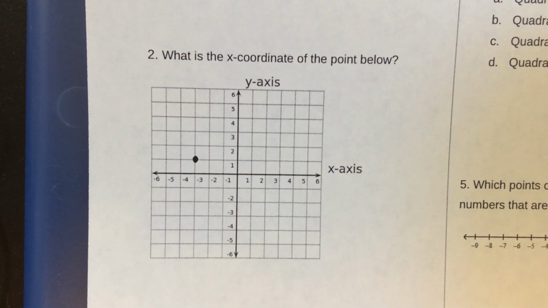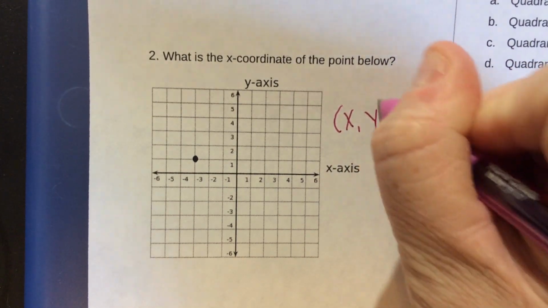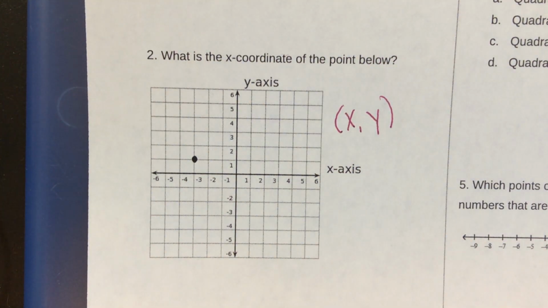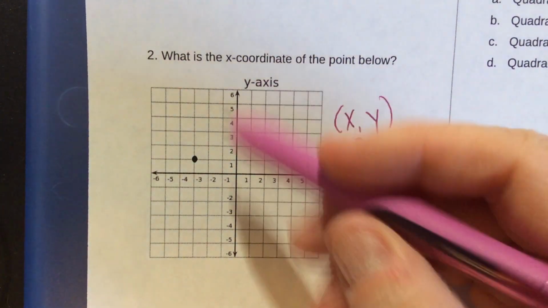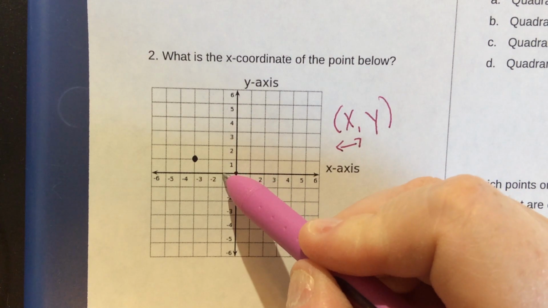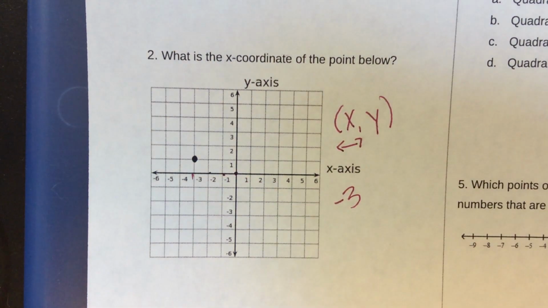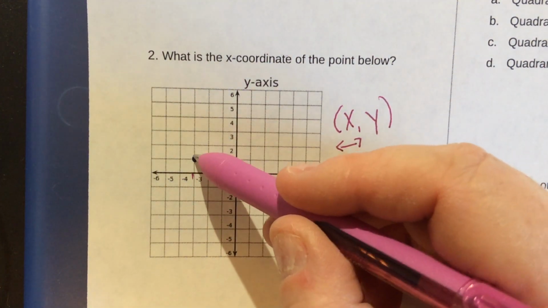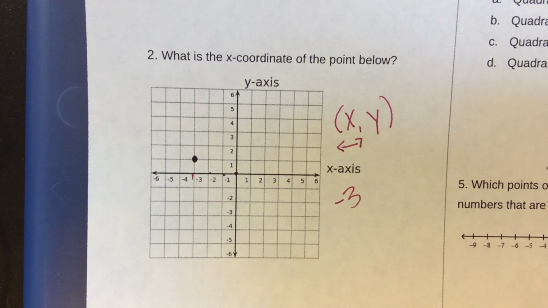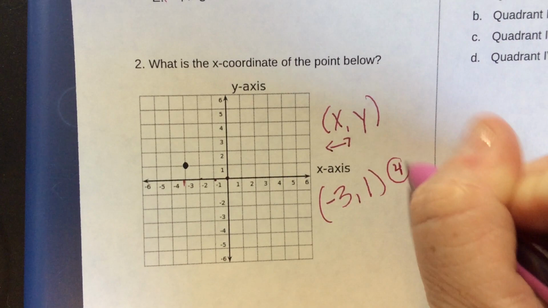Okay, number 2. What is the x coordinate of the point below? Remember, your ordered pair is made up of x, y. So your x coordinate tells you how far you go left or right from the origin. So if this is my origin, I went 1, 2, 3 spaces to the left. That is the x coordinate. Your y coordinate is a +1, but it doesn't say that. And if you gave the whole ordered pair, you only got 4 points.